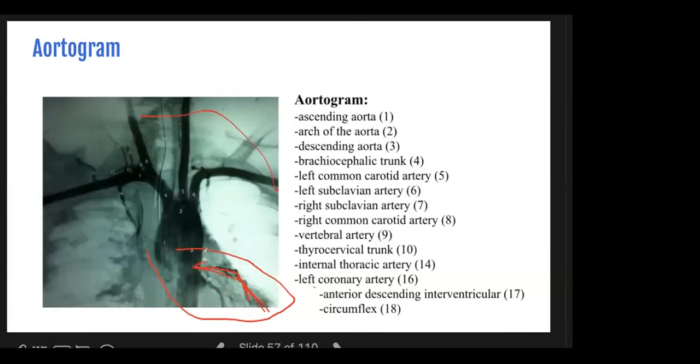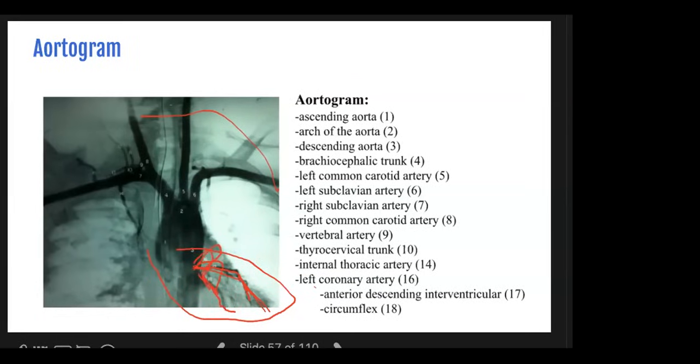While the circumflex is going around like this. That's why it's labeled 18. Maybe the drawing isn't the best, but it goes around like this, and it comes down and supplies the PDA in right dominant people. That's why it looks like it's behind it. It's not even near the LAD. Maybe we'll make that better in a future slide. Or I don't think we have another one.